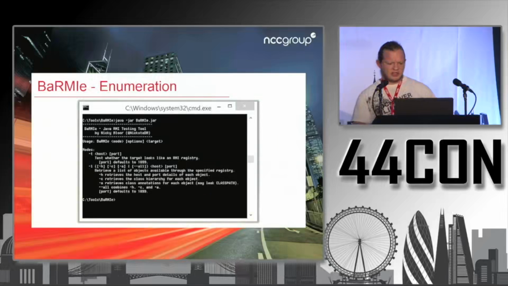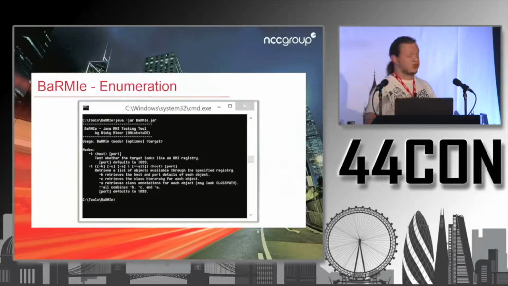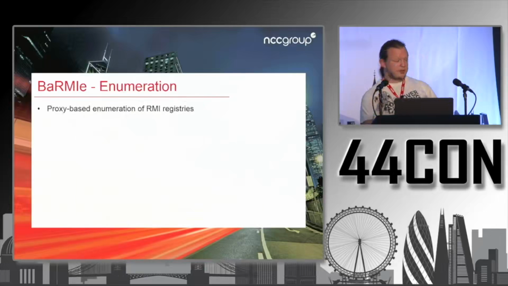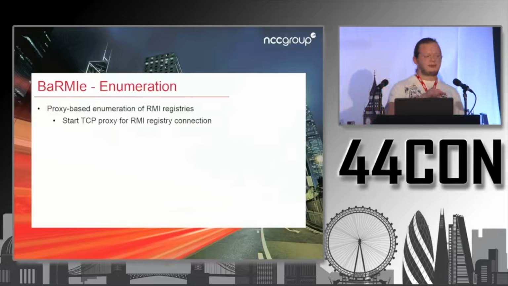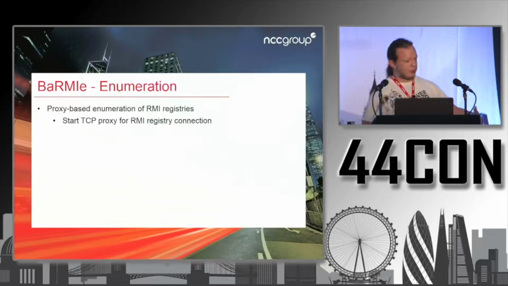And that work turned into a tool that I called BaRMIe. And originally it was just doing enumeration. And this was to support me doing a bit of research into what's out there. BaRMIe does proxy-based enumeration of RMI registries. So we start a server socket that listens locally, and instead of creating a RMI registry object that points at the actual target, we point it at this local server socket, which then directly connects onto the target. The traffic for that connection then passes through our proxy, and we can see what's going back and forth.